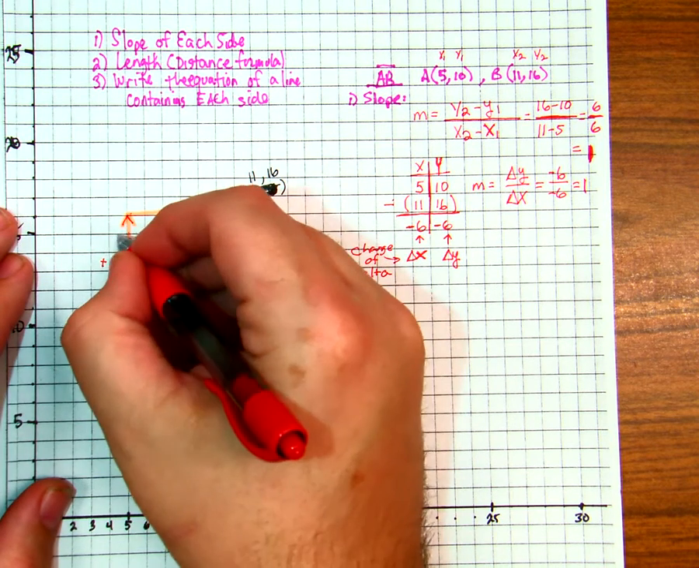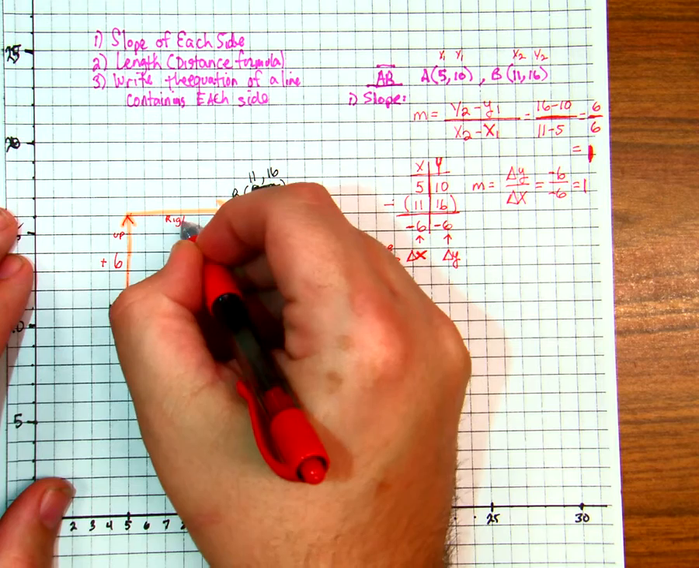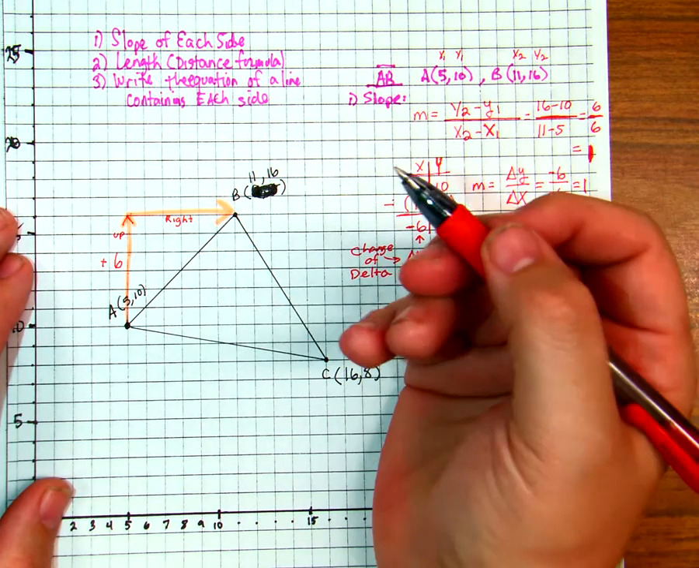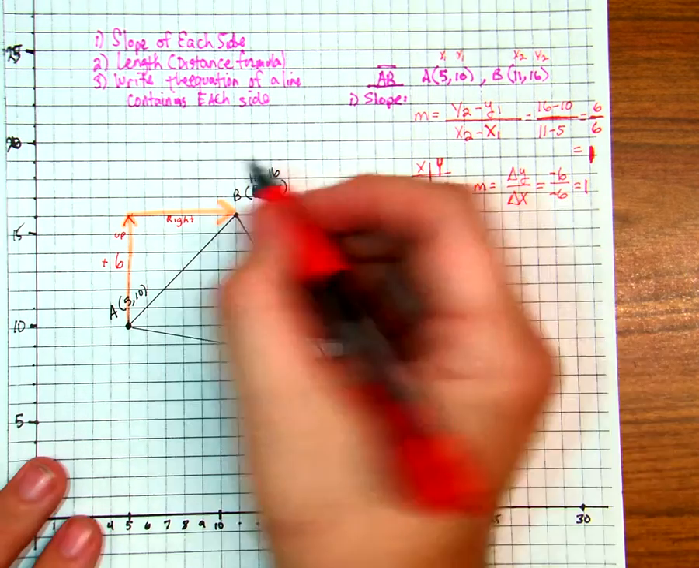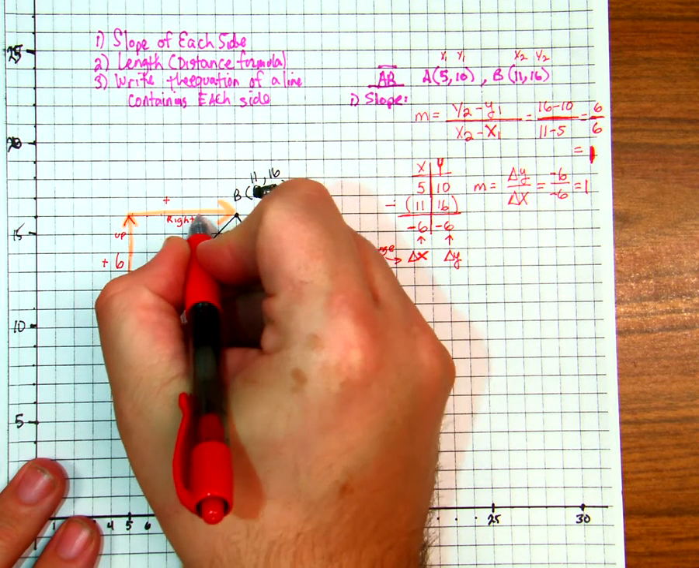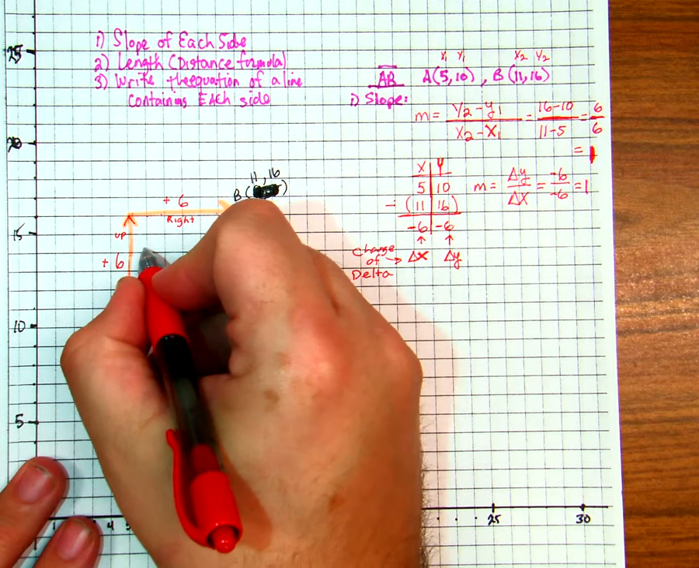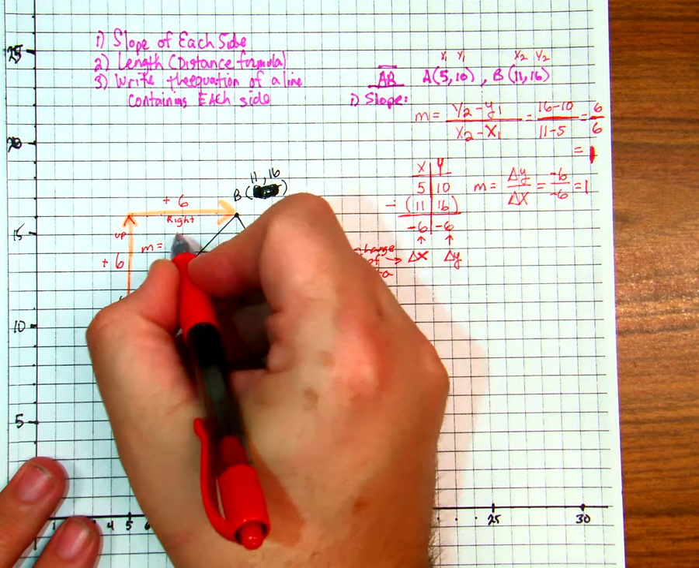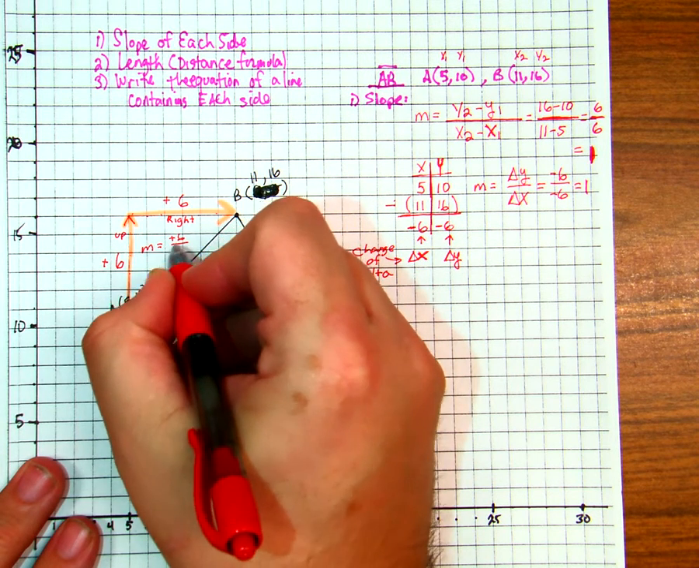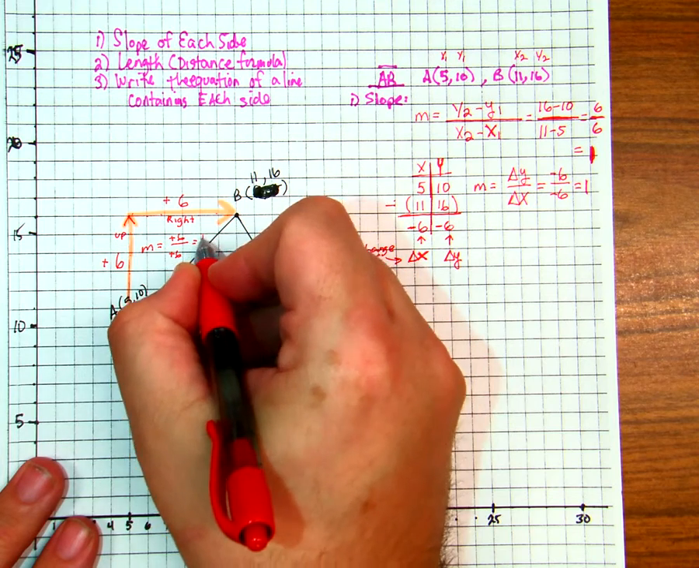Now this is moving right. So is right positive or negative? That's positive. Count it up. 1, 2, 3, 4, 5, 6. So we have 6. So I can figure out my slope is going to be my y, which is positive 6, over my x, which is positive 6, which is 1.